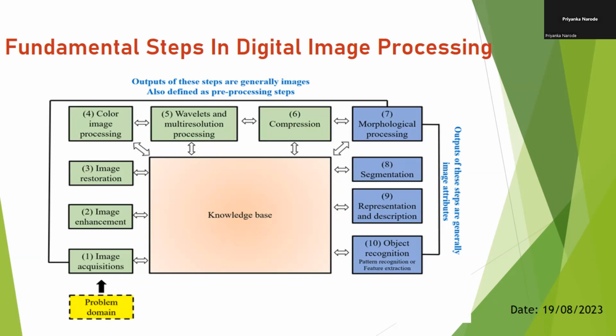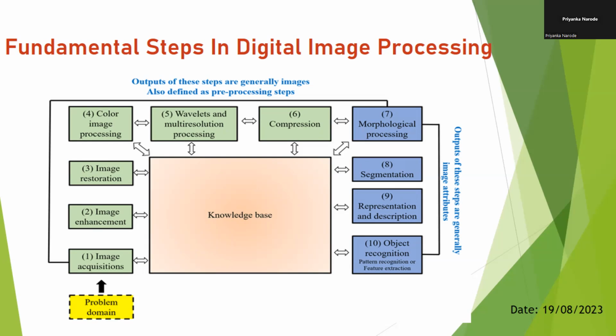The next one is color image processing. Color image processing handles the processing of colored images, either as an indexed image or an RGB image, that is, a red, green, blue color image. The next stage is wavelets and multi-resolution processing. Wavelets are small waves of limited duration which are used to calculate the wavelet transform, which provides time-frequency information.